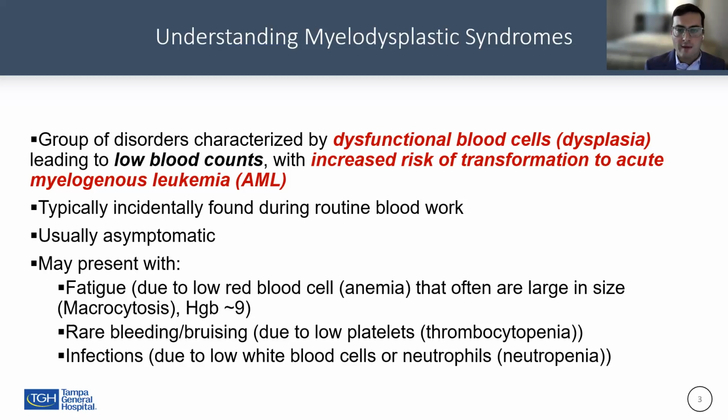Well, when patients do have symptoms, what they generally present with is fatigue due to the low red blood cells and lack of circulating oxygen in their body. They can also have bruising or bleeding related to low platelet counts, again, what helps with coagulation of our blood. Or they can have infections related to low white blood cell count. And particularly, we are most concerned about neutrophils, which are our main type of white blood cell that fight bacterial infections, but also are very important in fungal infections and viral infections.